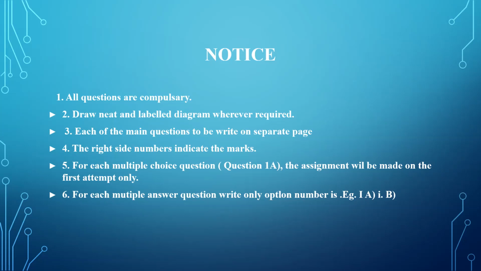Now, 5th point, see, for each multiple choice question, question number 1A, the assessment will be made on the first attempt only. See, always question number 1A is what? Multiple choice question. In multiple choice questions, students, what you have to give? You have to choose one correct answer and you have to write it down. But if you have written multiple answers for that multiple choice question, you have to write only one answer. So assessment will be made on the first. See, if in the first you have written some other answer and in the second attempt you have written a different answer, so the first attempt which you have taken, students, that will be considered your answer. Okay.